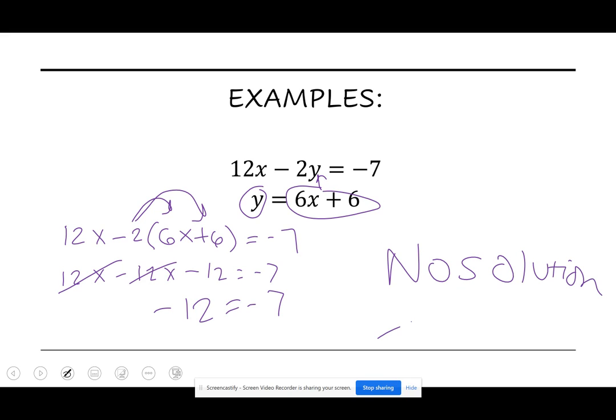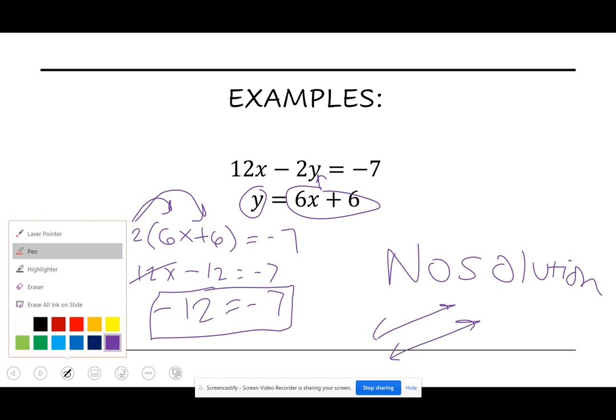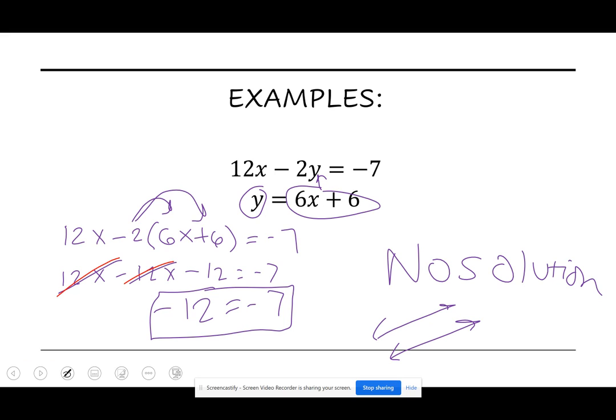So this would be the one that would be parallel when we're graphing. They're never going to meet, so they're never going to have a point where both equations are true. That's because this negative 12 does not equal negative 7. If you do all this and your variables cancel out and you're left with 7 equals 7, 2 equals 2, 0 equals 0, those are all true, so those would give you your infinite solutions. But your variables have to cancel out for this to happen.